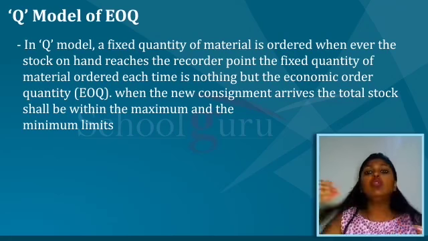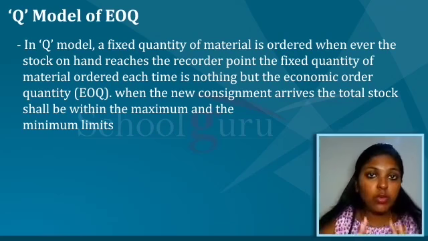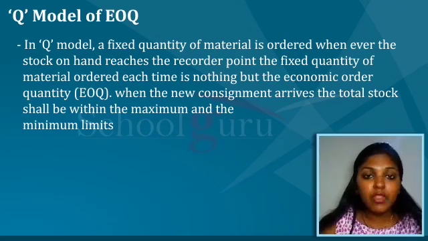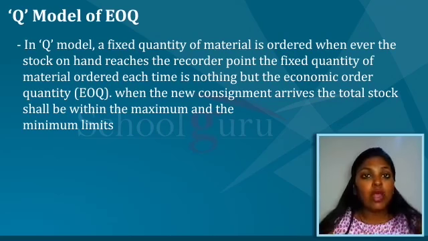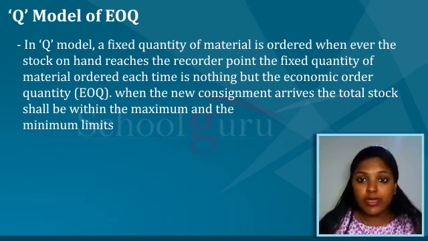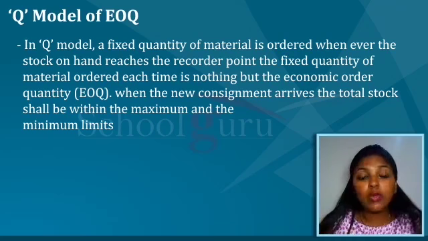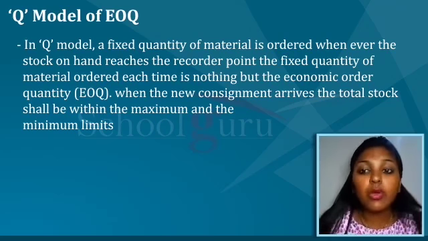Okay, so the Q model of EOQ says that whenever you order a quantity, the quantity is fixed. A fixed quantity of material is ordered as and when your stock reaches a reorder point. As and when it reaches a reorder point, you have to reorder that stock, and every time you reorder that stock, the quantity to be reordered is the same. It is fixed. It doesn't change, right? And that fixed quantity you order is known as your economic order quantity.